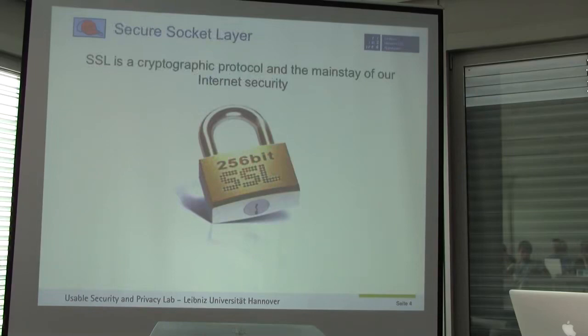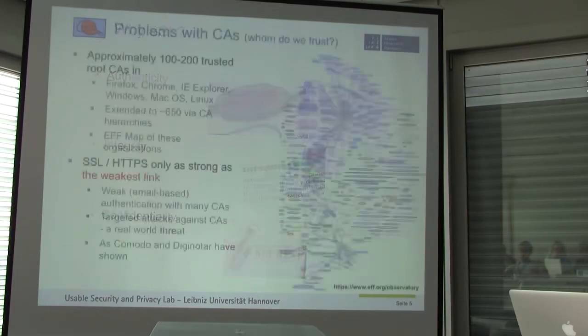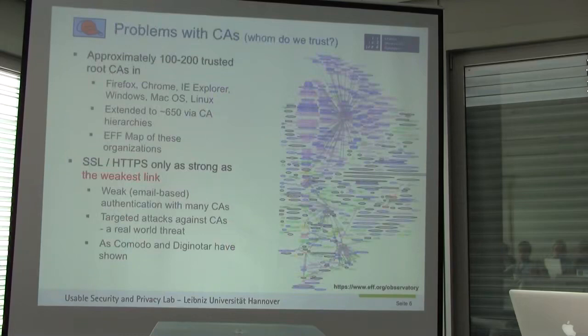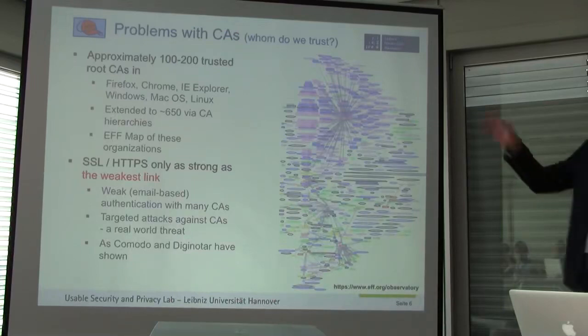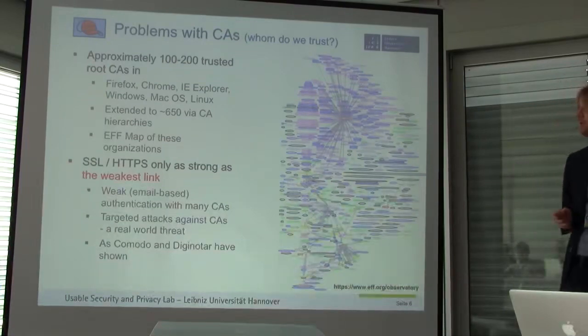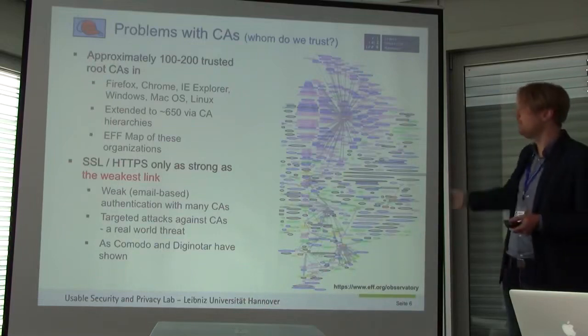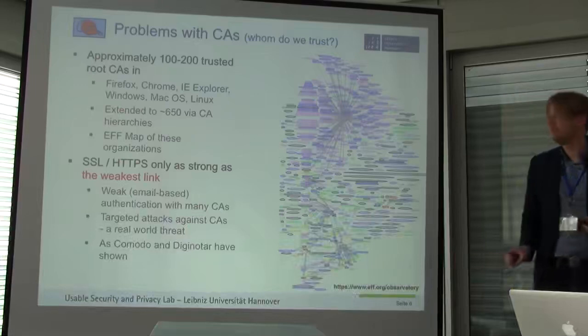And as probably everybody in this room will know, SSL is a cryptographic protocol, and it is one of the mainstays of our internet security, and we use it for authenticity, integrity, and confidentiality, at least in theory. And we've heard a number of problems already, and Henning mentioned this slide in his talk, so I'll just very briefly recap this. Currently, we trust 100 to 200 different certificate authorities to sign any certificate anywhere on the internet. And SSL and HTTPS is only as strong as the weakest link in this big graph.